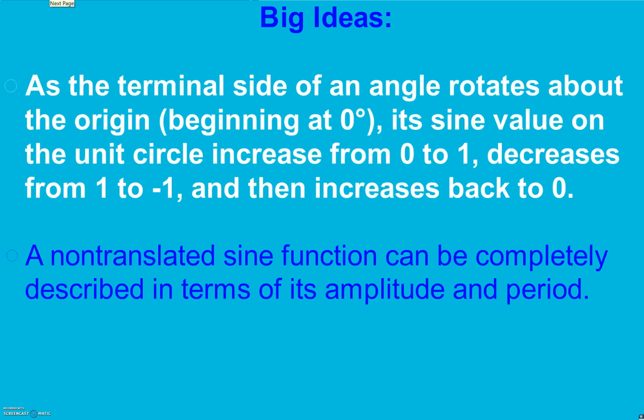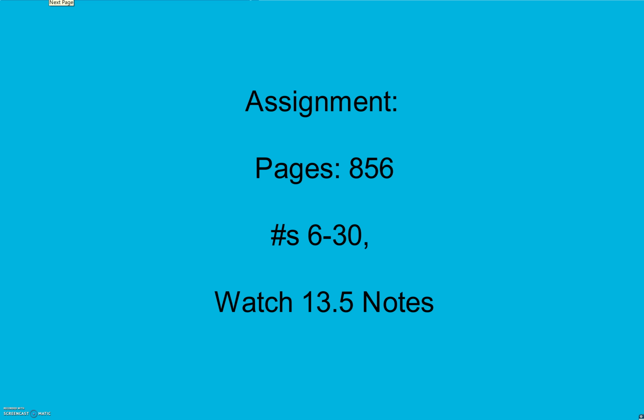As the terminal side of an angle rotates about the origin, beginning at 0 degrees, its sine value on the unit circle increases from 0 to 1, decreases from 1 to -1, and then increases back to 0. A non-translated sine function can be completely described in terms of its amplitude and period. And there is your assignment.